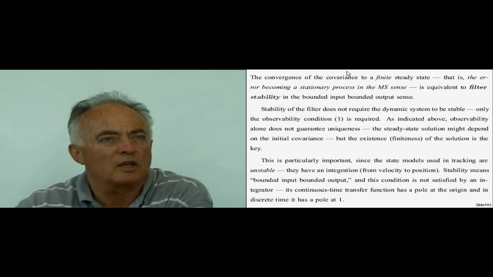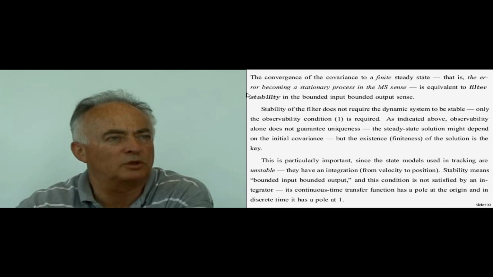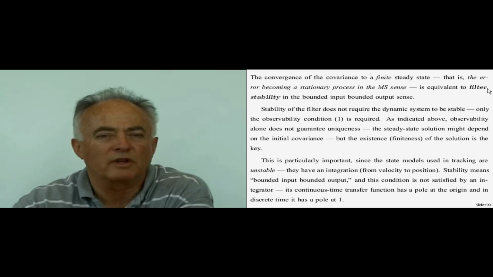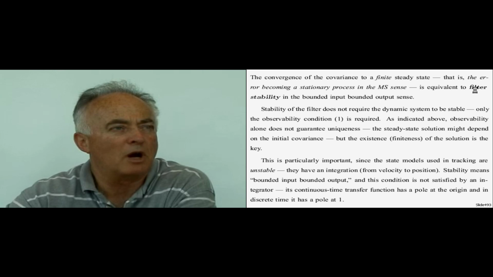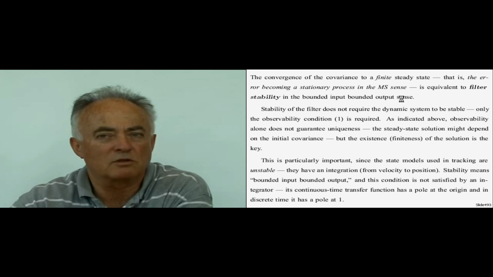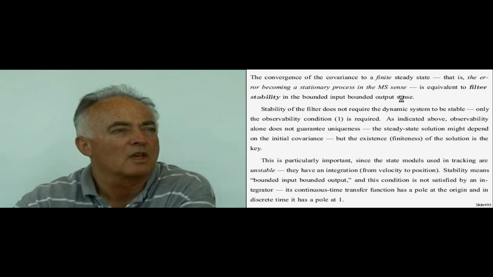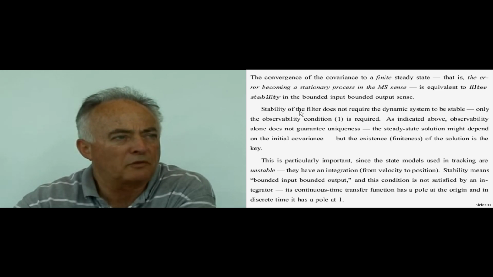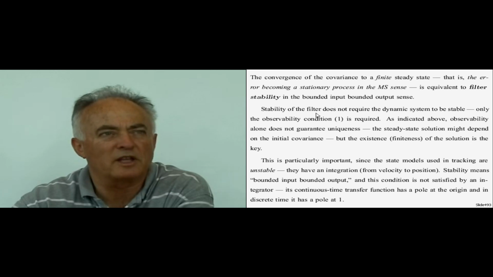So in the case that we have a finite steady state for the covariance, the error becomes a stationary process in the mean square sense. This is equivalent to filter stability. Bounded input, bounded output. That is the essence. We have mean square bounded inputs, the noises, and the estimation error coming out of the filter is mean square bounded. Will become stationary.